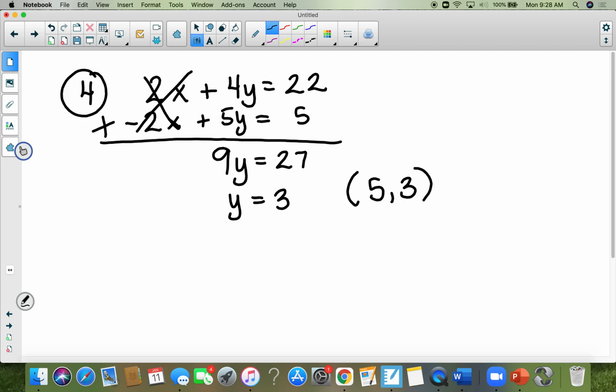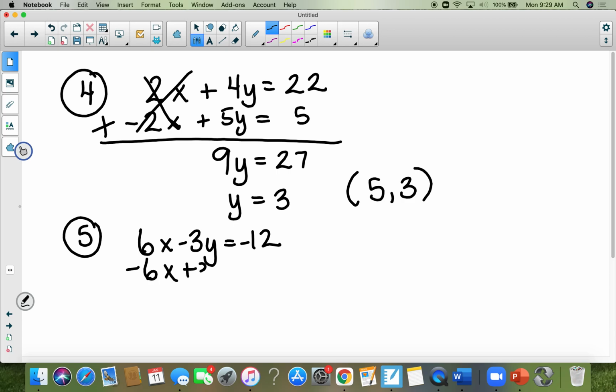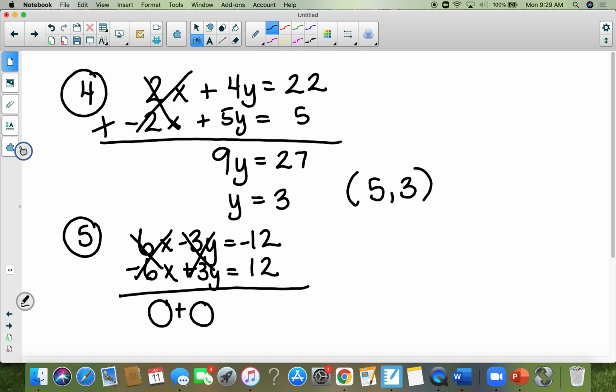I don't think I have to show that part. Number 5, again, I'm going to multiply the top one by 3, so it's going to be 6x minus 3y equals negative 12. Negative 6x plus 3y is equal to 12. This cancels out and makes 0. This cancels out and makes 0. And this cancels out and makes 0. Since 0 does equal 0, that's a true statement. It's going to be infinitely many solutions.